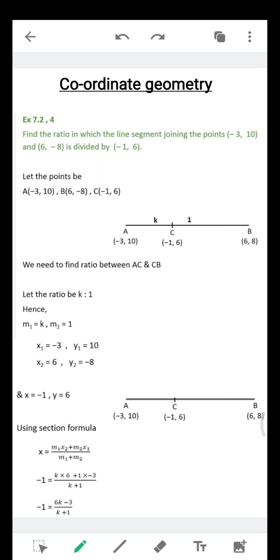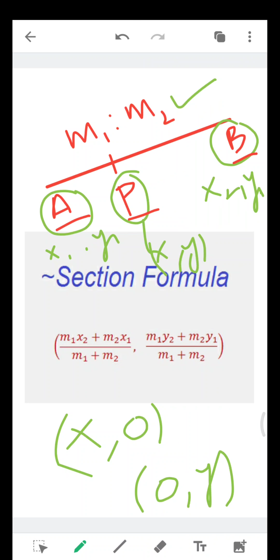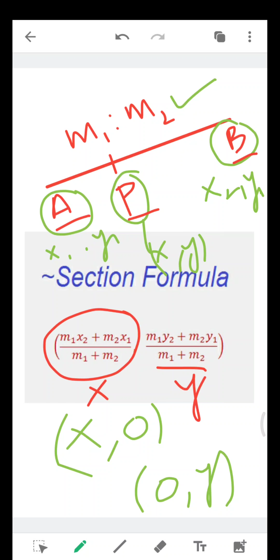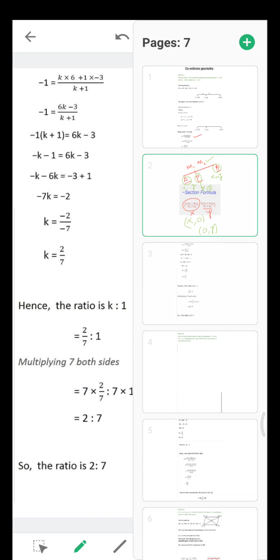Now using the section formula, I am using just one part, that is the x part. How do we find x? x is m1 x2 plus m2 x1 by m1 plus m2. There are two parts in the formula, this is x and this is y. You can use any one part here in this case. So I am using the first part, that is x, which is used to find x.